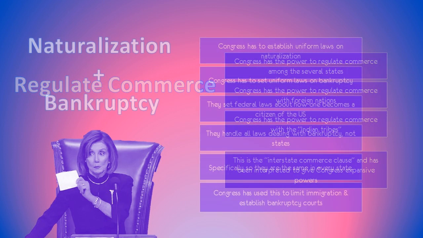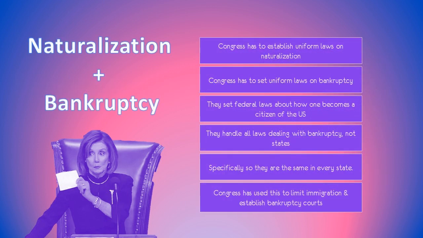Now, these are just the order that they go in the Constitution, so we're kind of jumping all over the place here, but Congress also has the power to establish naturalization and bankruptcy laws. Congress has this power because we want these to be the same in every state. So, naturalization is the process by which a person becomes a citizen of the United States.